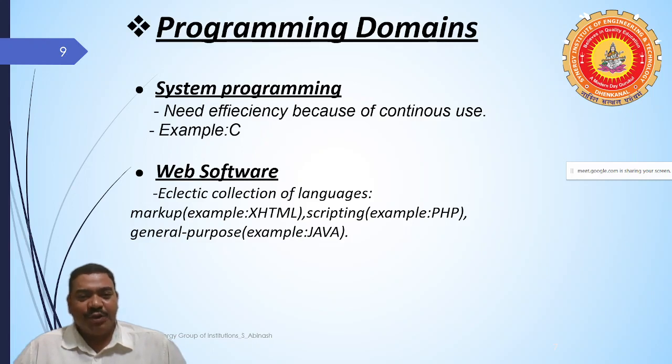So these are the different domains. Web application development, system programming, artificial intelligence programming, business programming. Banking, railways. So these are the domains. Whenever we are thinking about the programming language, the programming language will change with respect to the domain because of the requirement.